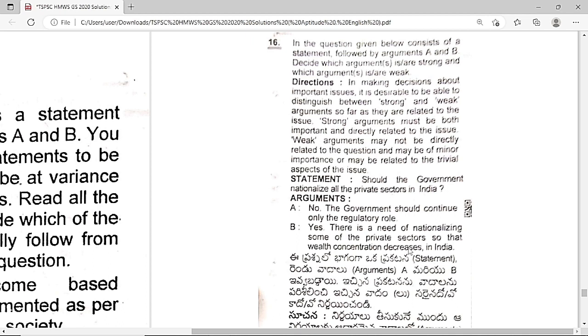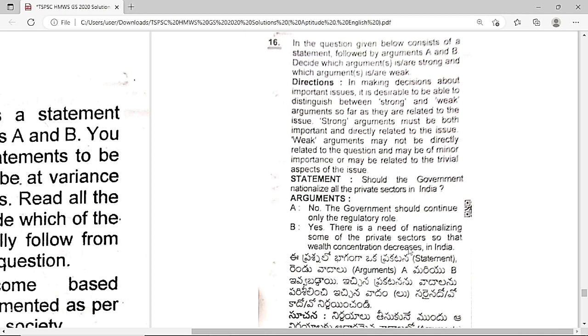Yes, listen carefully. Should the government nationalize all the private sectors in India? Argument A, no. The government should continue only the regulatory role. Regulatory role means the government is only going to control, but it is not going to operate. So we can say the government is going to only control, but will never operate. Yes, it is true.